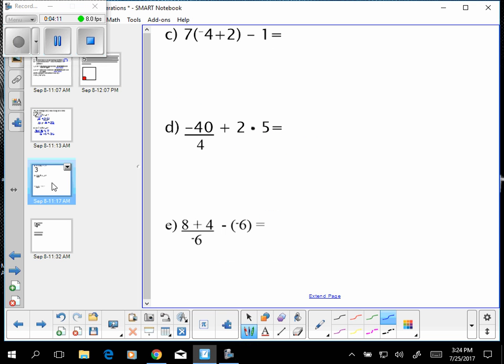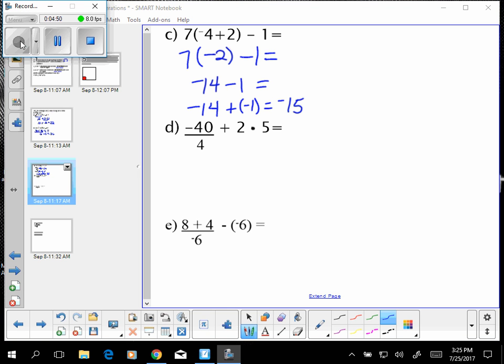Again, I have parentheses, so it's going to be 7 times negative 2 minus 1 equals. Now 7 times negative 2 is going to be negative 14, because I have to multiply before I do any subtraction. Negative 14 minus 1. With subtraction, we usually rewrite to add the opposite. My answer is going to be negative 15.